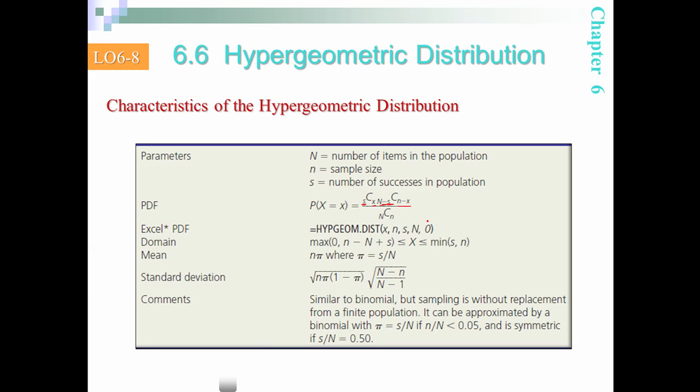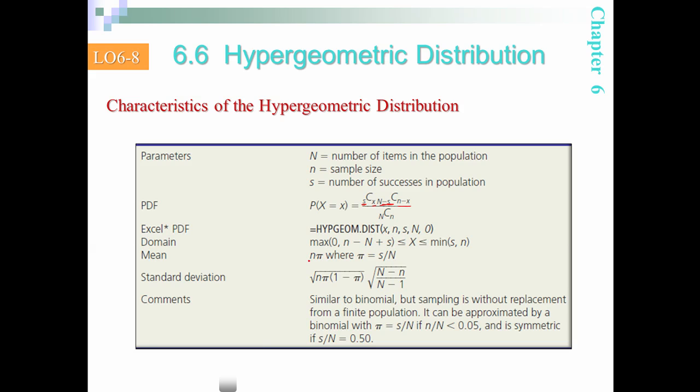The values of x that are possible to go in here are either the maximum of 0 and lowercase n minus capital N plus s. That's on the low end. On the high end, x has to be less than either the number of successes in the population or the sample size, whichever of those is smaller. So there's a similar argument for why the lower end is 0 or this other number.